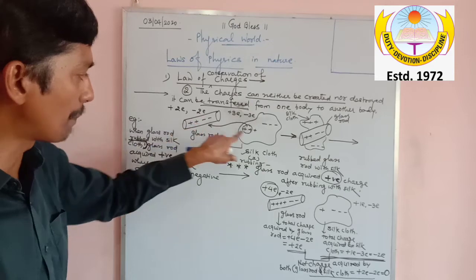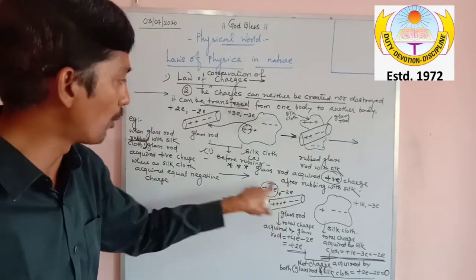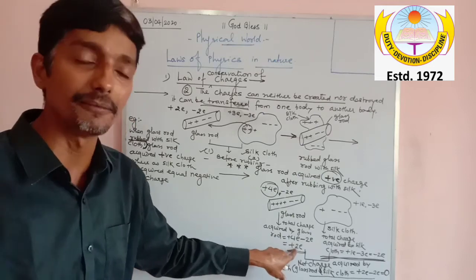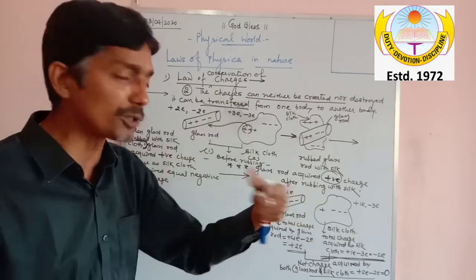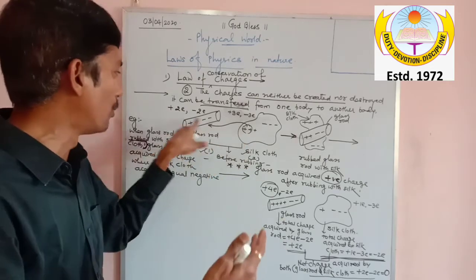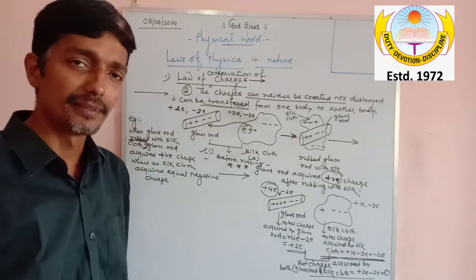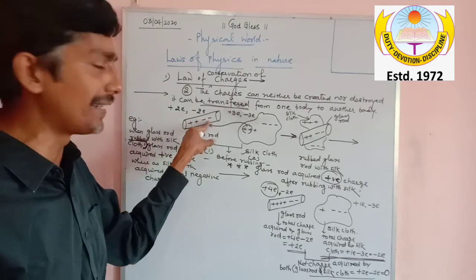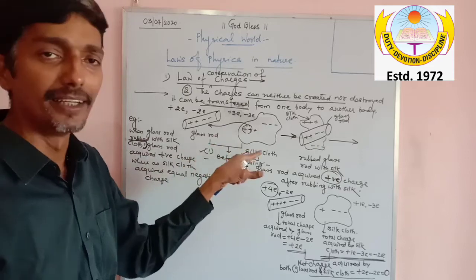So 2 was already there, plus 2 came from here, so it became 4. And it had minus 2e. 4 minus 2e, the answer is plus 2e. But in the case of silk cloth, what happened? It's simple mathematics. Please, you can do it at your home with another number. But see to it that when you draw the glass rod, an equal number of positive and an equal number of negative charge should be there before.